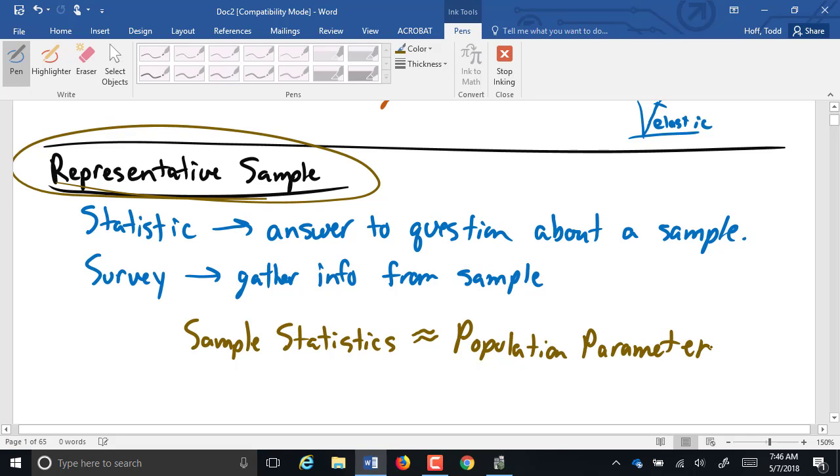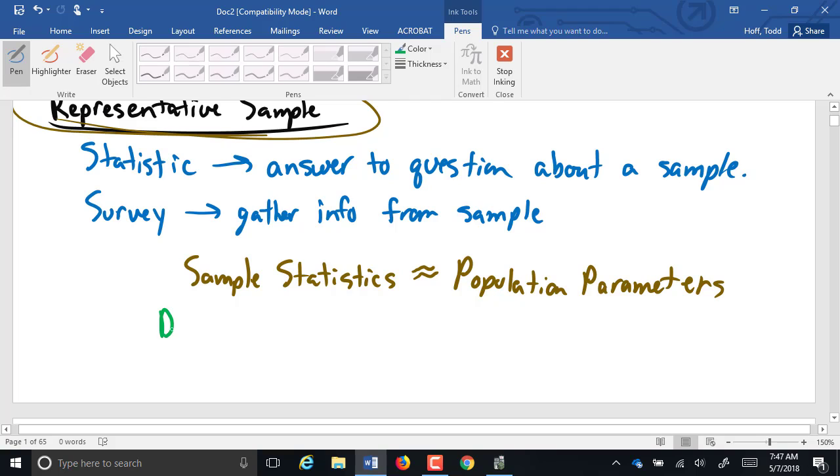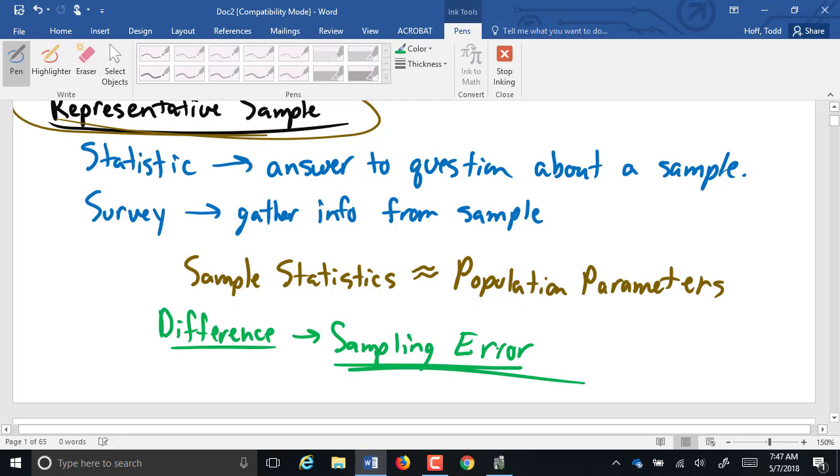They're not going to be perfect. The difference between them is something called sampling error. So the main purpose in statistical testing is to minimize that sampling error.